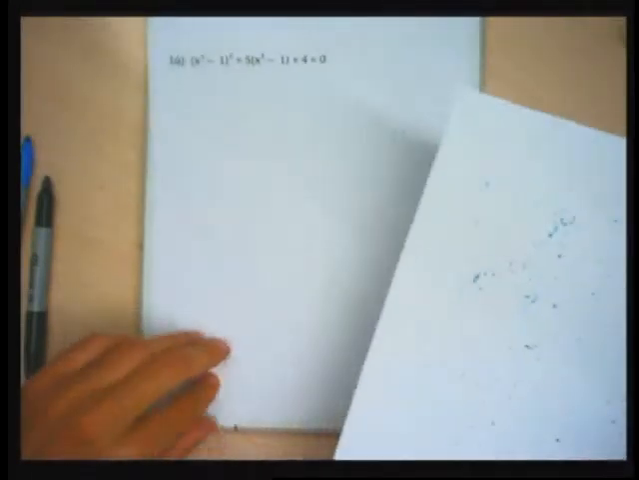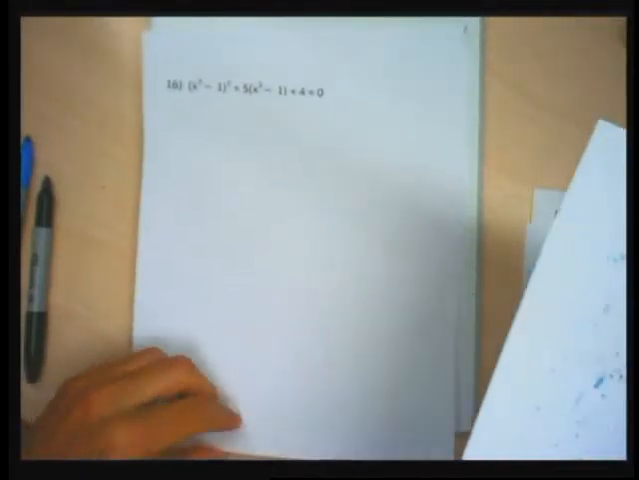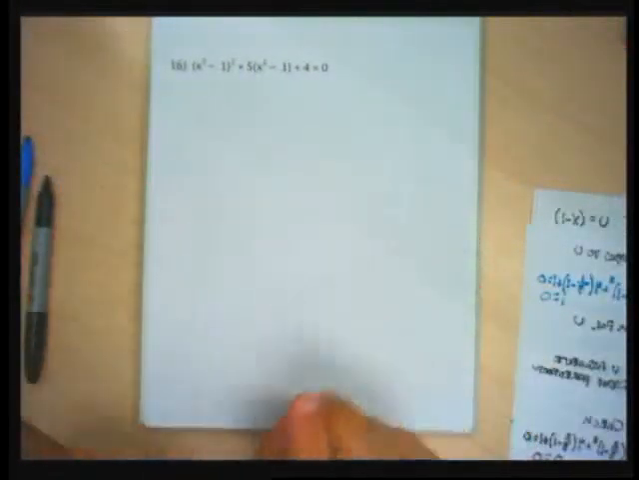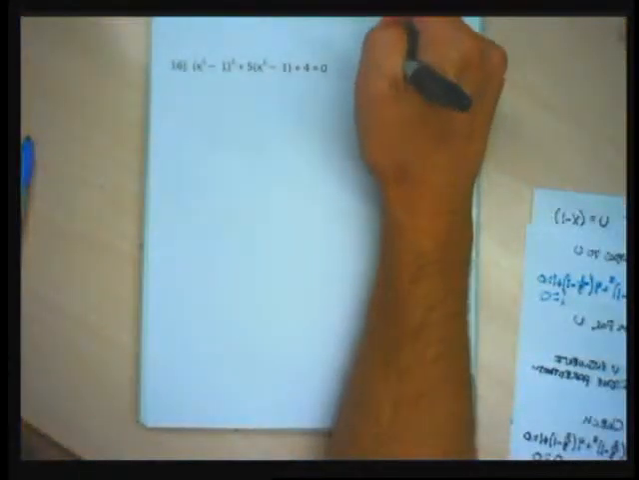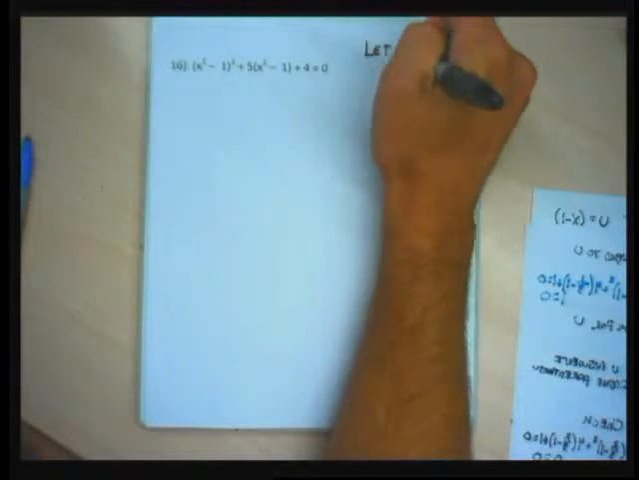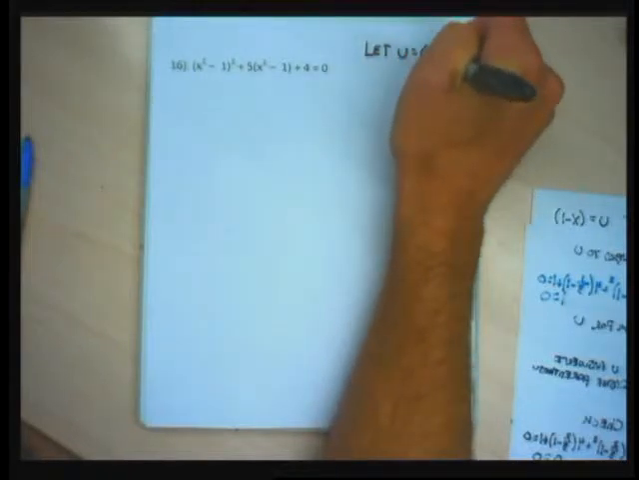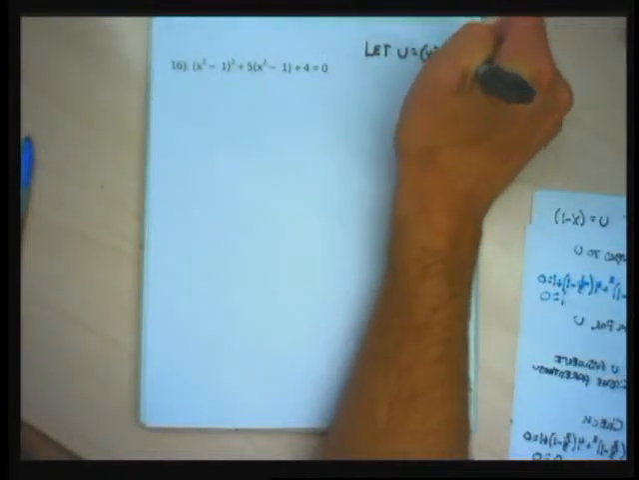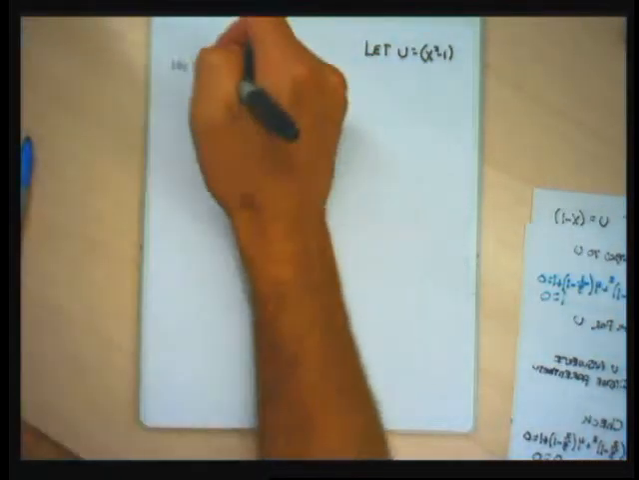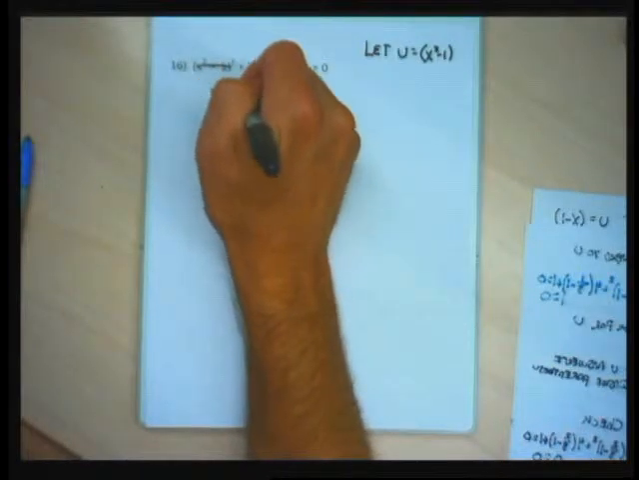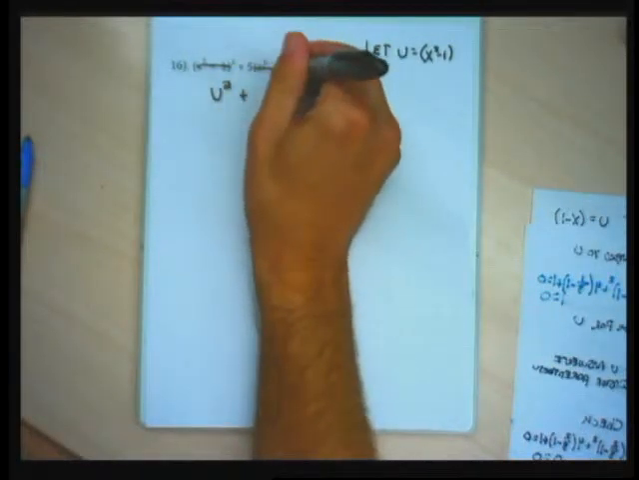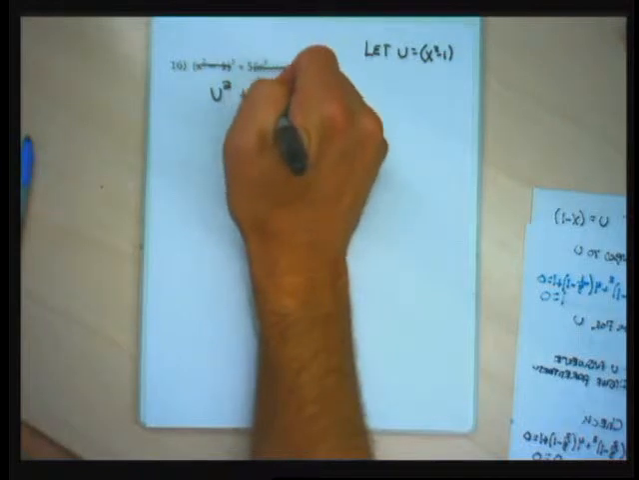Okay, 16. Much harder problem in some sense, but still structurally the same. There are 2 parentheses with the same contents, and that's the time I like to do u's. So I'm going to let u equal this entire (x squared minus 1) parentheses. So I'm going to dump out that (x squared minus 1) parentheses and be left with a u squared. Dump that (x squared minus 1) parentheses, and be left with the 5u.